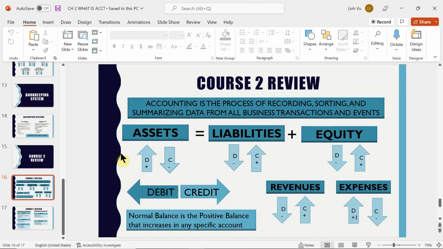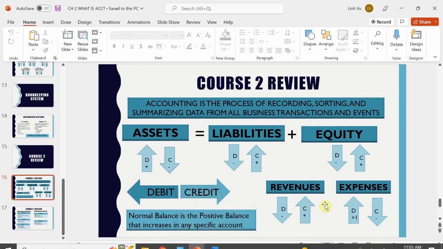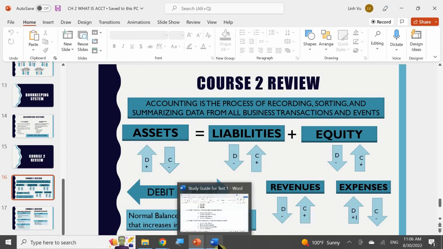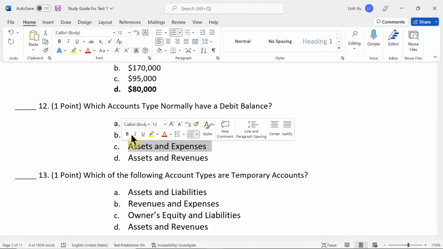So is it expenses? It's expenses. Yes. I said that 3 times already when we were doing the chart over there. Assets and expenses usually flow in the same direction. Everything else flows in the opposite direction. Okay? So in this case, your answer is C. Right?